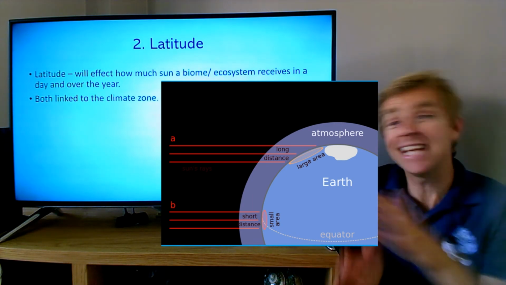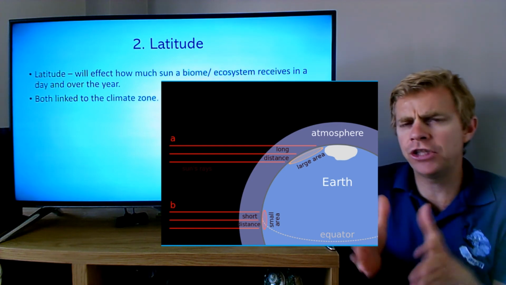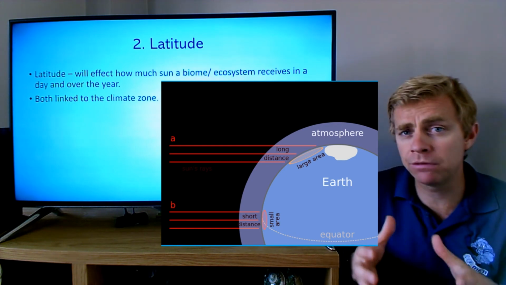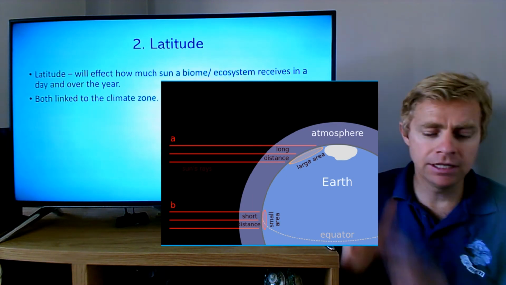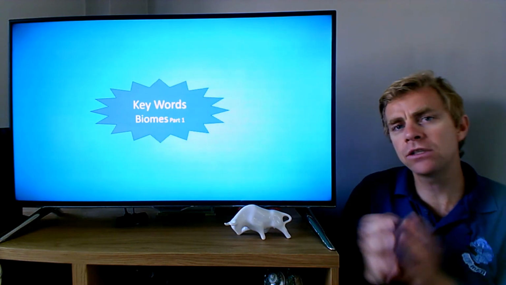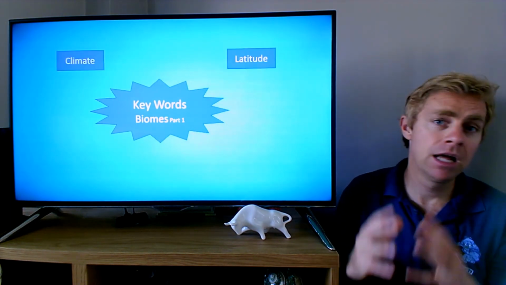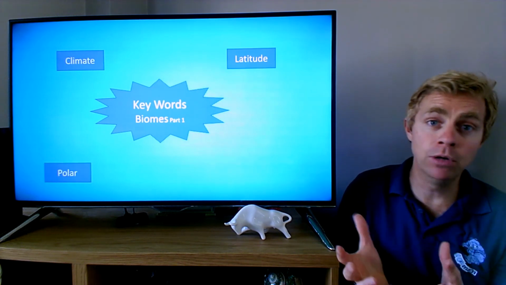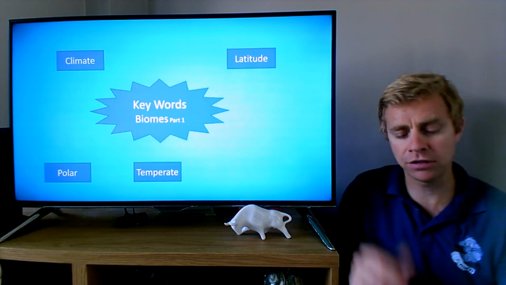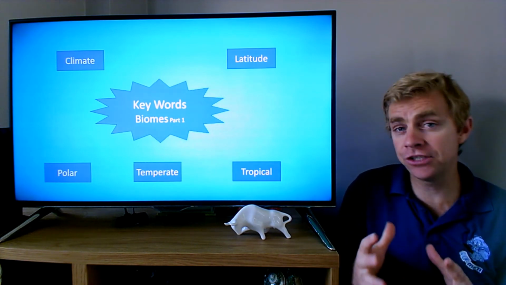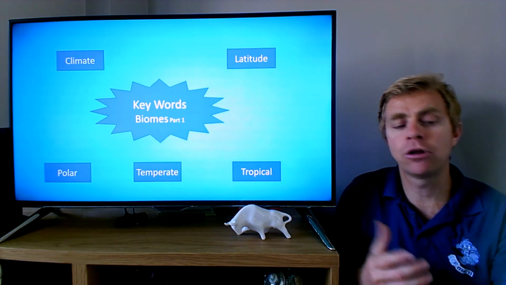When you get further north, the same amount of sun has to cover a larger area, which then means that the sun's not quite as powerful, which means it can't quite get as hot. They are both linked to the climate zone. So let's look at the key words that we have just done. Climate, latitude, polar, so polar is your cold region, temperate, neither warm nor hot, and tropical tends to be warm, hot, and humid, so you get a lot of rainfall.